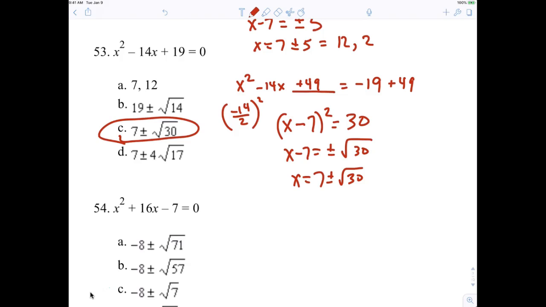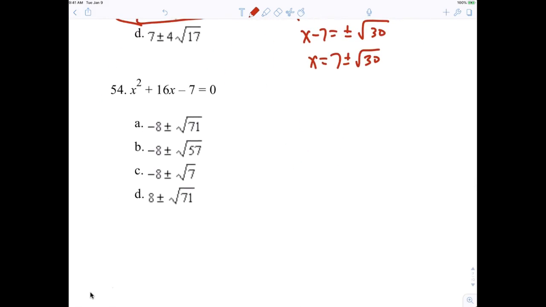Yes. I factored it. Remember, it always factors into whatever the half was. Okay? All right, so let's try 54.